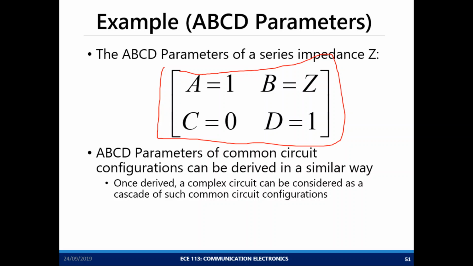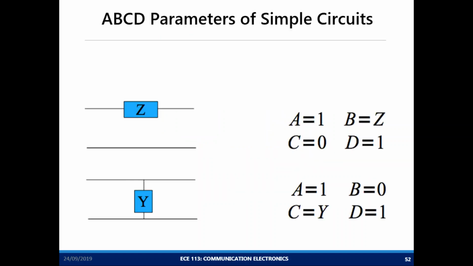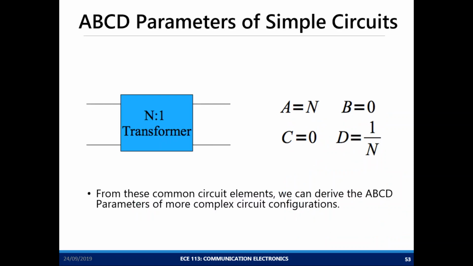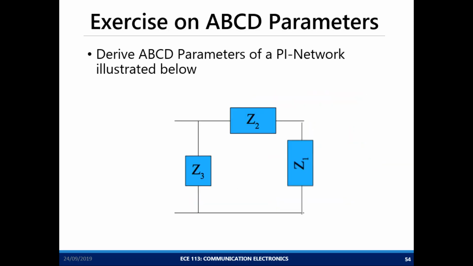Other configurations can also be derived. Let's say you have a shunt admittance Y, the ABCD parameters become this equation right here. Let's say you have an n:1 transformer. The ABCD parameter is equal to this one. So just an exercise. Okay, so derive the ABCD parameters of a pi network illustrated below.